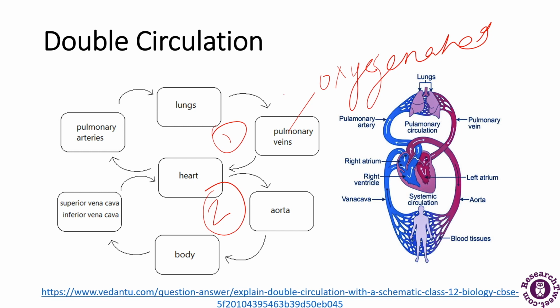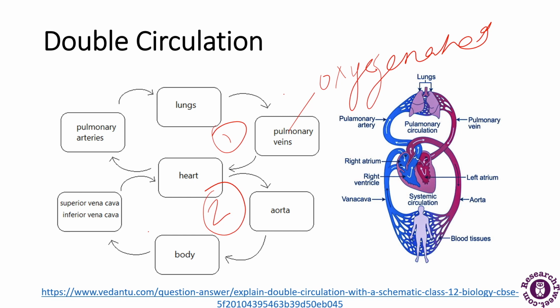If we come to the second part, there is the heart, where the aorta transfers the blood to the body, and then through the superior vena cava and inferior vena cava, it goes again to the heart. This process continues. So this is called double circulation, in which the blood is transferred through the lungs, the heart, and the body.